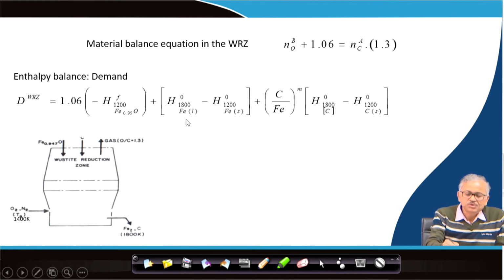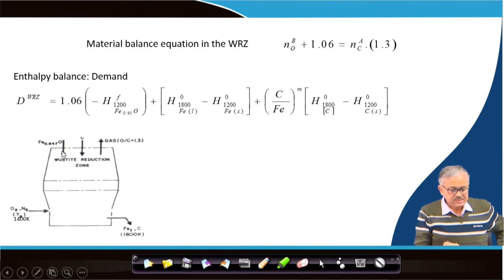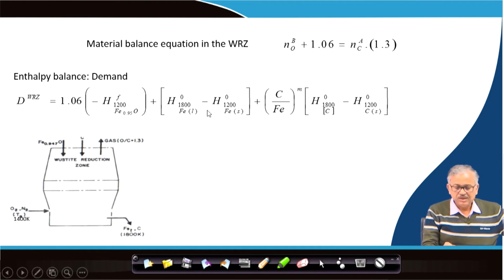So, standard enthalpy of liquid iron at 1800 minus the standard enthalpy of solid iron at 1200, that is entering, right. And plus, this is the two heat demand: one is decomposition and the sensible and latent enthalpy of iron that you are giving, plus some amount of carbon. Carbon is entering at 1200, a part of the carbon going to the hot metal.